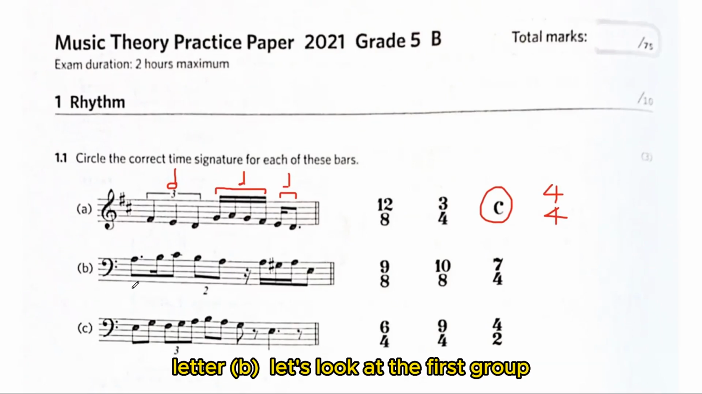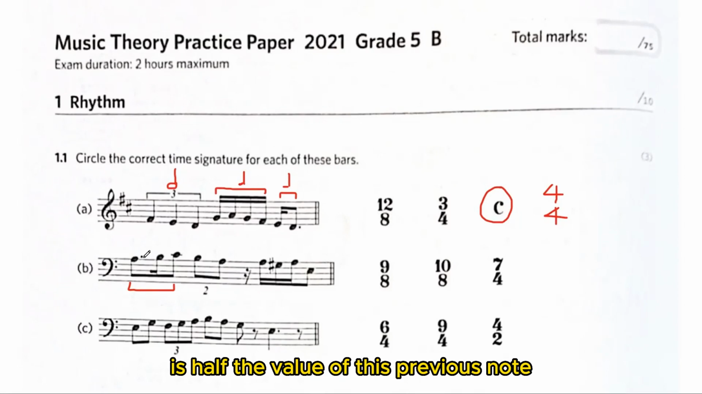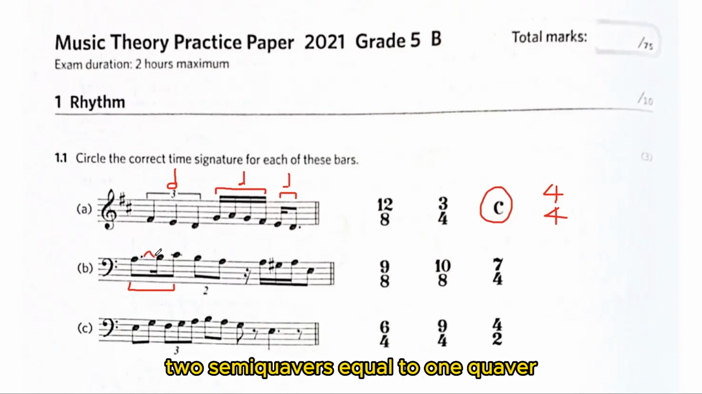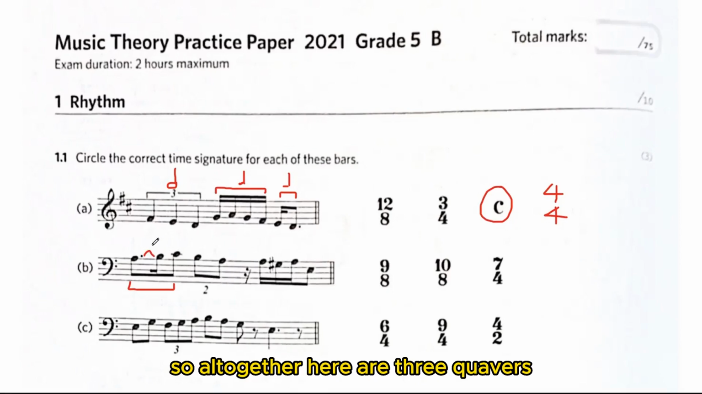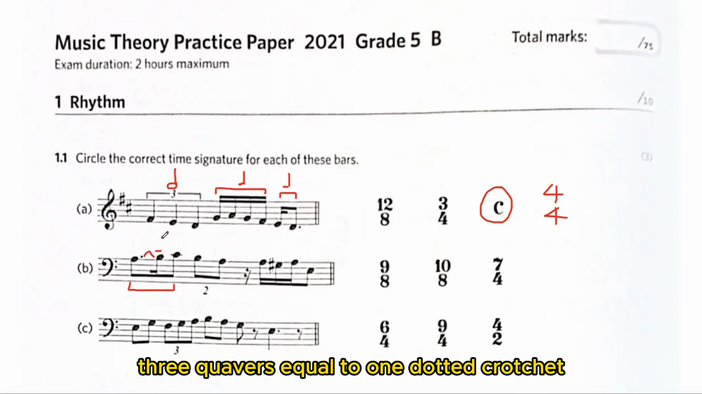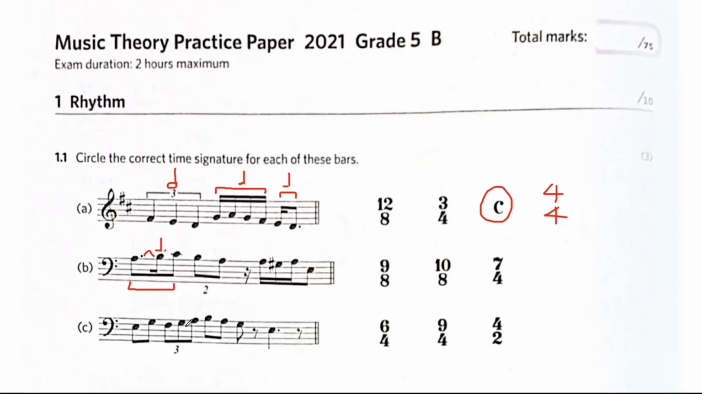Letter B. Let's look at the first group. Dotted quaver plus this dot is half the value of this previous note. That means a semiquaver. 2 semiquavers equals to 1 quaver. So altogether here are 3 quavers. 3 quavers equals to 1 dotted crotchet. So we can jot down a dotted crotchet here.